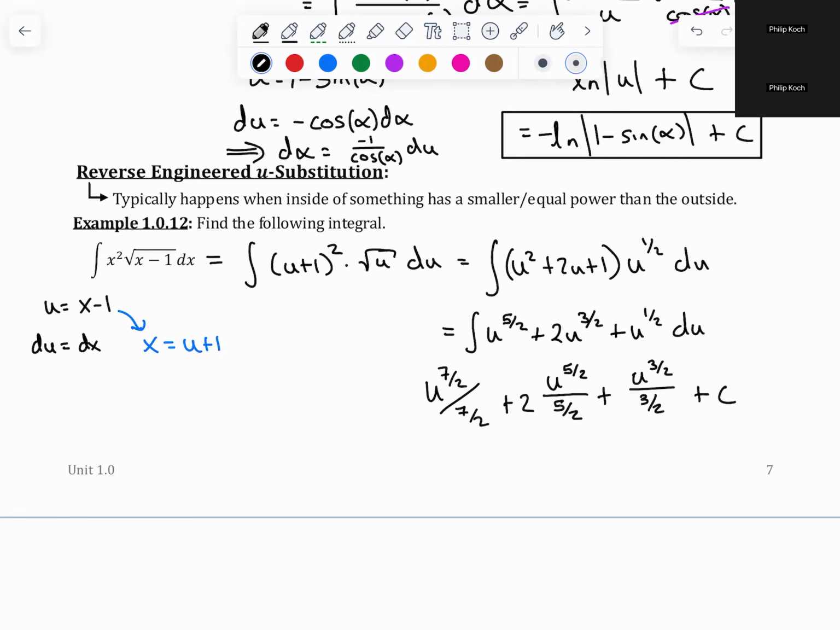And we just have to rewrite this again in terms of x now because our original integral was in terms of x. And we get our final answer, which is 2/7 times x minus 1 to the 7/2 plus 4/5 times x minus 1 to the 5/2 plus 2/3 times x minus 1 to the 3/2 plus a constant c.